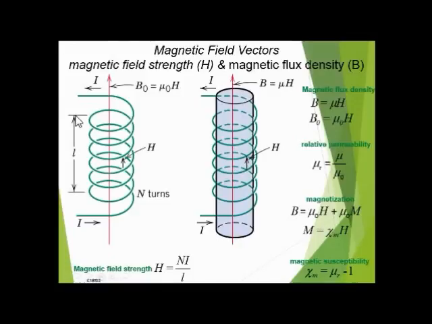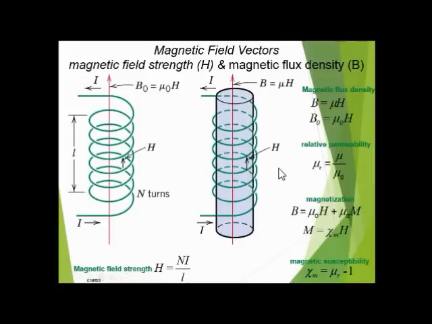Now you can see an iron core is entered into this solenoidal structure. So the magnetic flux density changes to B equals mu into H, where mu is the permeability of the material used as the core. So mu0 changes to mu, or you can say the amount of linking of magnetic lines of force to this material also increases, and this will be more effective than the previous one.